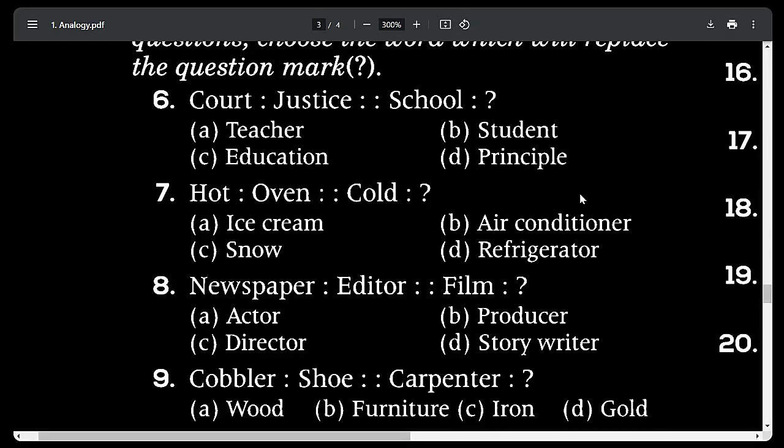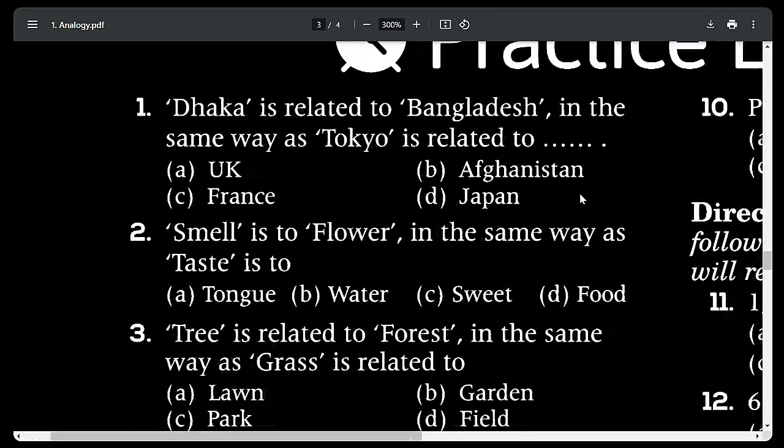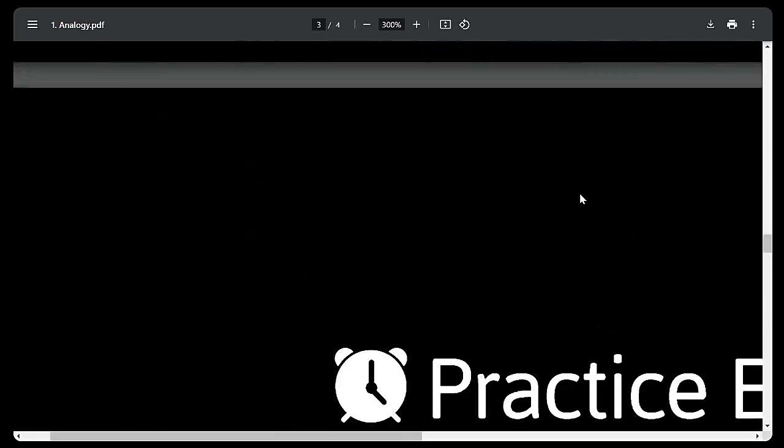Can you say the proper relation between the words? Cobbler mends shoes and carpenter repairs furniture. Yes. Cobbler makes shoes and carpenter prepares furniture. Very good, correct answer. And next question. You can mute yourself now. Okay, sir.